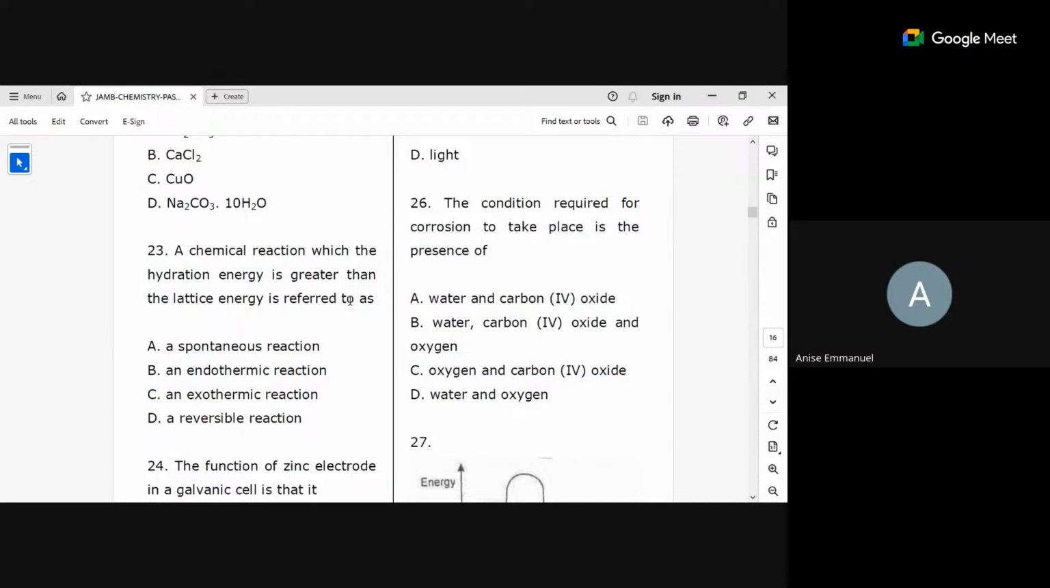Because the hydration energy is greater than the lattice energy. That is the reason why it can give out heat. It loses it to the atmosphere or to the environment. I believe you understand that.